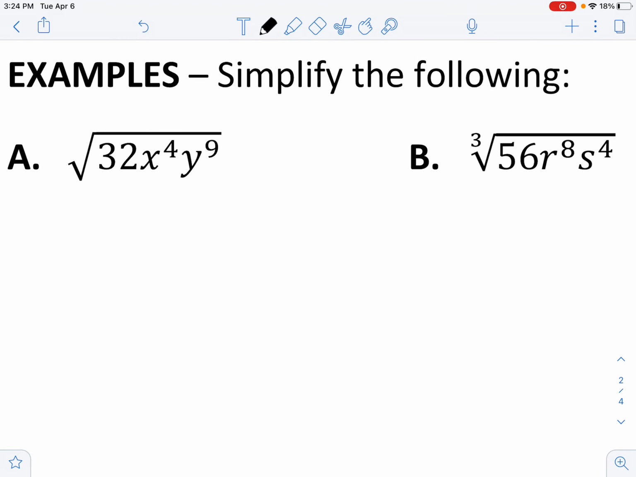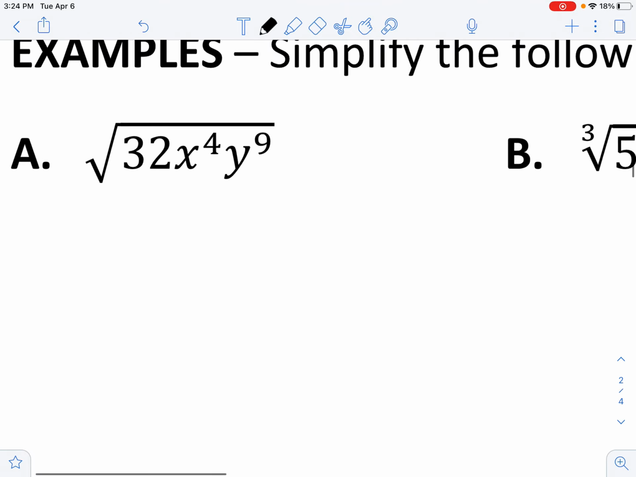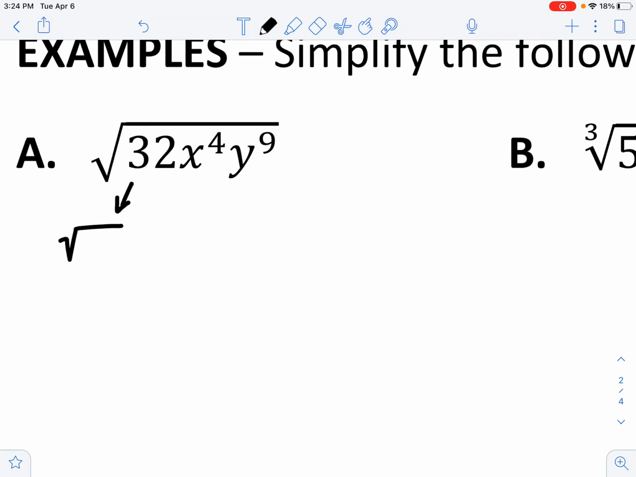All right, so here's the first one. Now this is kind of weird because we're putting everything together now. We've got the number and the variables. So we're going to still simplify the number part like we always have, square root of 32. And we're going to write that as 16 times 2. And you just would use your chart or your list to find the biggest perfect square factor of 32.